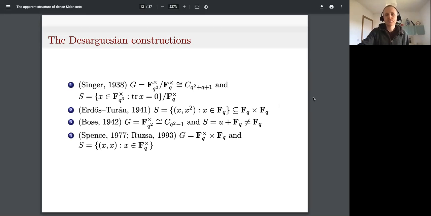Okay, the fourth example is very often attributed to Ruzsa, because he mentioned it in a paper in 1993, but it's actually due to Spence in 1977. And this is another quite easy to check example. So the group is, you take the Cartesian product of F_q with its multiplicative group of non-zero elements. So in other words, the group operation in this group is, in the left coordinate you multiply and in the right coordinate you add. And the Sidon set is just the diagonal.